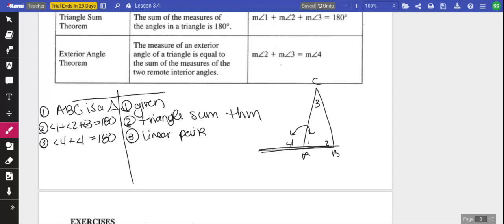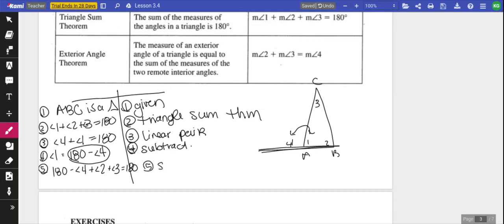All right, now we're trying to get it so that angle 1 cancels out. So we're going to do a little bit of subtraction here. We're going to say that angle 1 is equal to 180 minus angle 4. All I did was move the angle 4 over, I just did subtraction. Now I can substitute angle 1 into my equation. So on statement number 2, instead of angle 1, I'm going to put 180 minus angle 4 plus angle 2 plus angle 3 equals 180. Substitution.